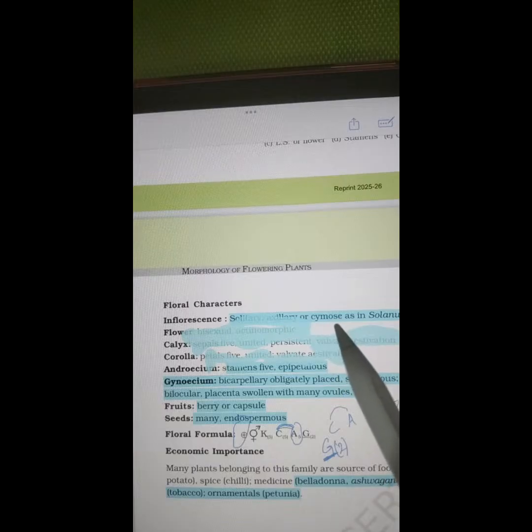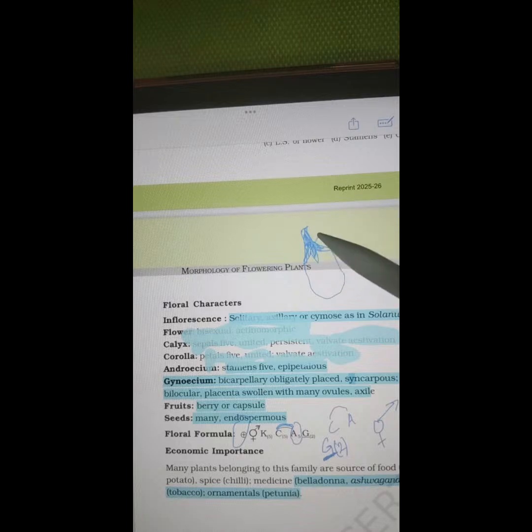For calyx, sepals are 5, united, persistent. Persistent word is very important. Persistent means even after fertilization, sepals are still there. So normally what happens in flowers, sepals are just for the protection. In case after fertilization, sepals are still there, then we need to use the word persistent. Persistent sepals are seen in brinjal. Everybody might have seen brinjal.